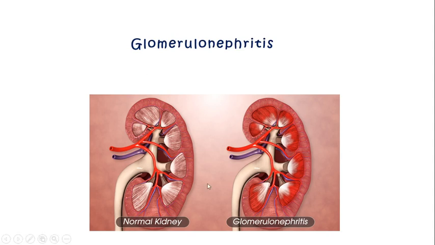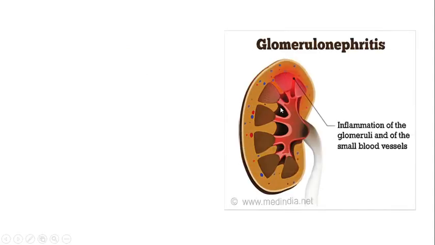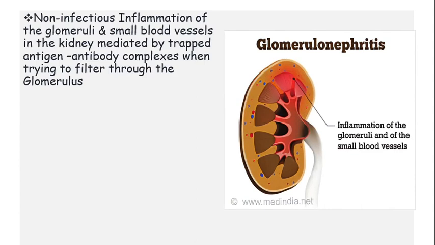Now we are going to look at a condition called glomerulonephritis. So we'll see what that is. So glomerulonephritis is a non-infectious inflammation of the glomerulus or the glomerulocapillary plexus and the small blood vessels in the kidney. So why do we call it non-infectious? Because it is caused by antigen antibody complexes and not by infection. So there is formation of antigen antibody complexes. These antigen antibody complexes or immune complexes, when they try to filter in the glomerulus, they damage the glomerulus and mediate inflammation.